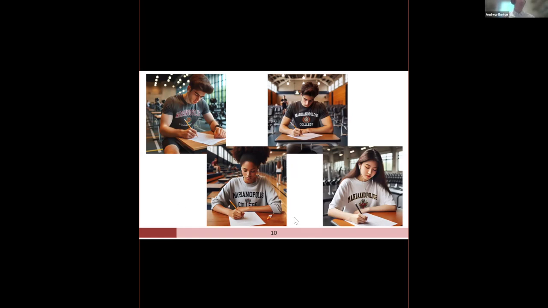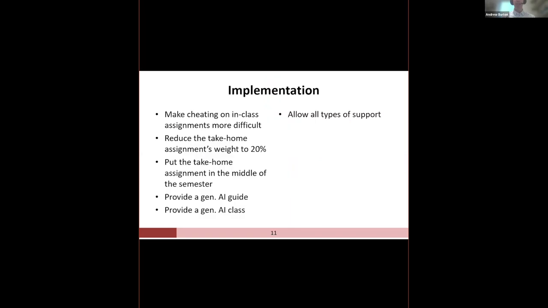But back to this next aspect of implementation, of how I implement this take-home essay where they can use ChatGPT, one thing I do is I free them to seek any support they want. And you're probably wondering, well, what does that mean? Let me show you. I'm going to read you an excerpt from the academic integrity section of the assignment instructions for this take-home essay.